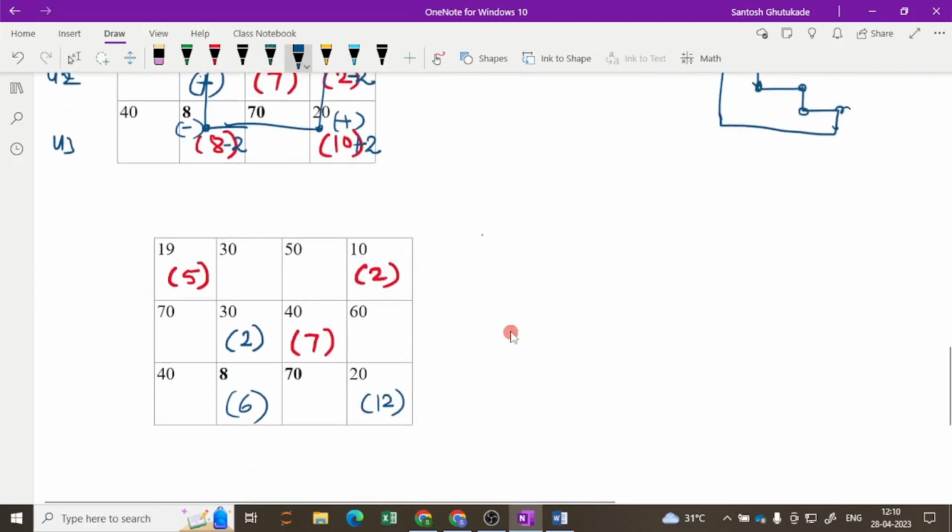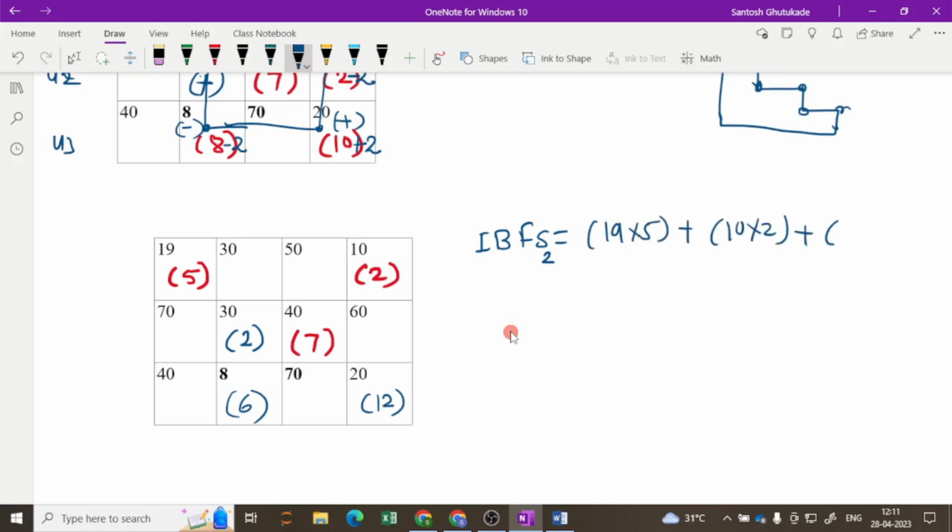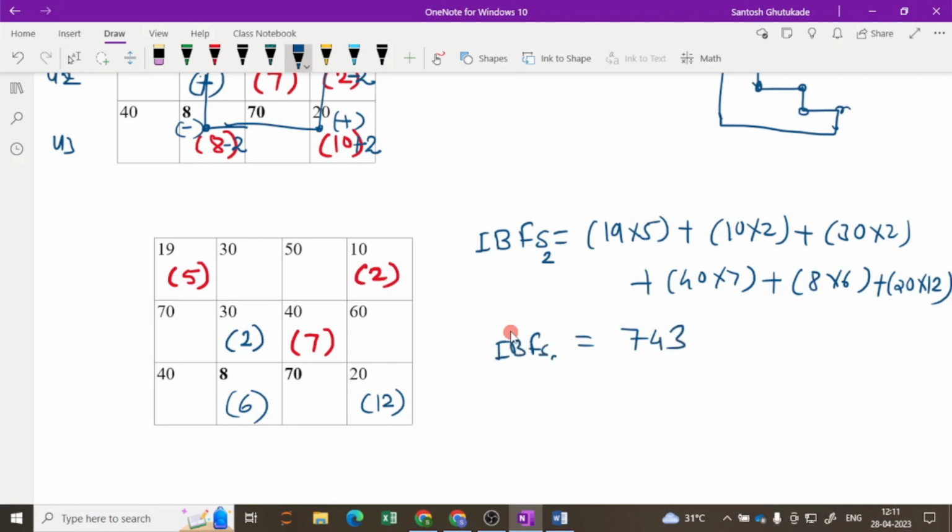Now for these allocations we will compute initial basic feasible solution 2, and for that here 19 into 5 plus 10 into 2 plus 30 into 2 plus 40 into 7 plus 8 into 6 plus 20 into 12. So these are the allocations, and if you solve this you will get 743. So this is initial basic feasible solution 2.